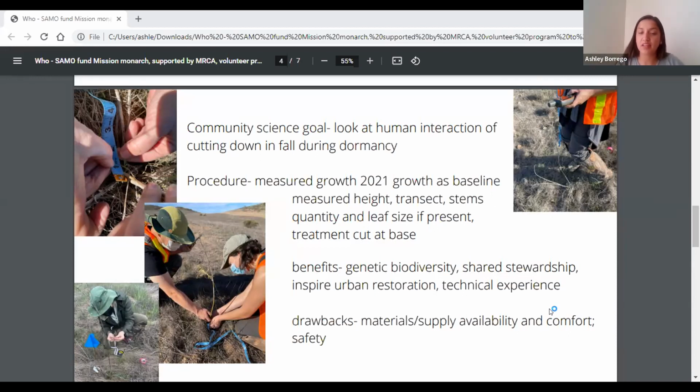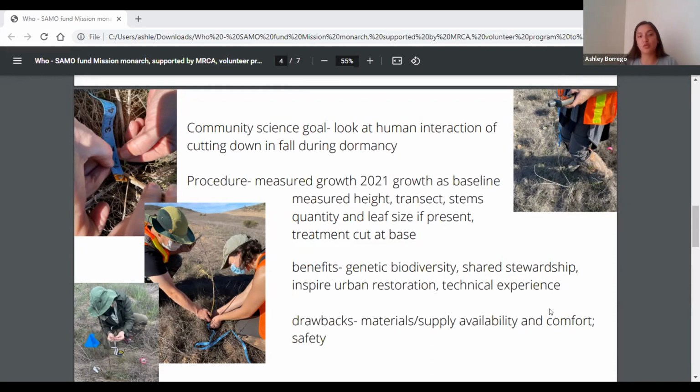And then the benefits of this project is that it increases genetic biodiversity by increasing how many flowers are out there next season. Or at least that's the hope, that we will increase the flowers next season. And so that way there's more flowers for different pollinators, because the milkweed has to be cross-pollinated by 2 different plants. So that's very important.